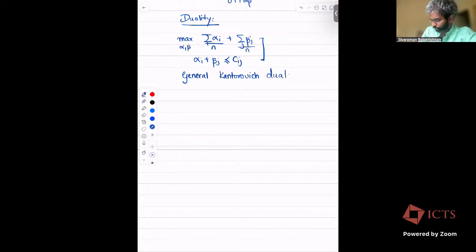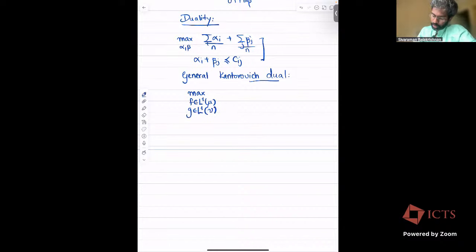So this is a case of infinite dimensional duality, which would just be the following thing. You maximize over two functions f and g. For this to actually make sense, f has to be an L1 function with respect to mu, and g has to be an L1 function with respect to nu. So you maximize this, and what is this expression?